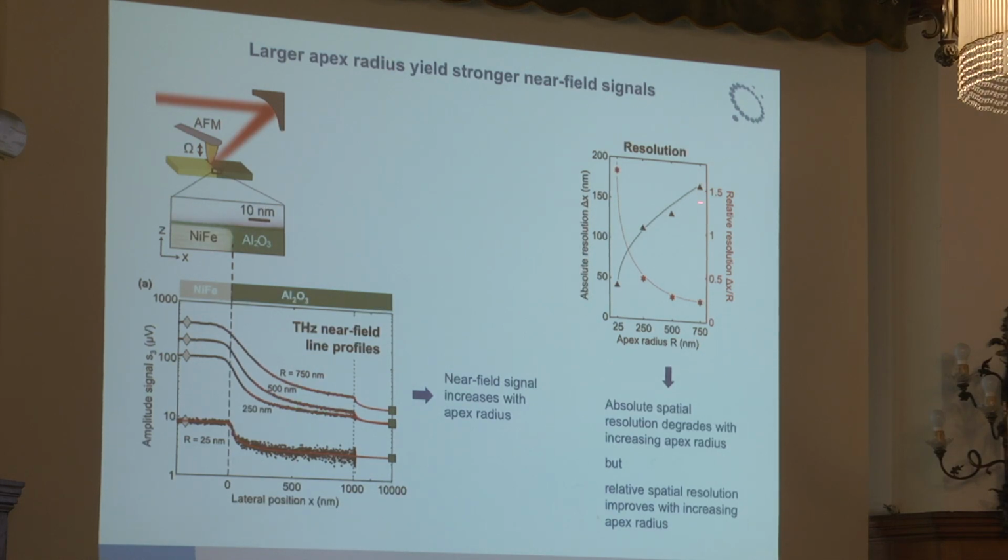Now, what is interesting, if you calculate the relative resolution, namely if we take this number and relate it to the tip radius, we get this red curve here. Then we see that the resolution for the 25 nanometer tip is 1.5 times the tip radius. But for the 750 nanometer tip it is 0.2 times the tip radius. So we have pretty deep sub-tip resolution with this method.